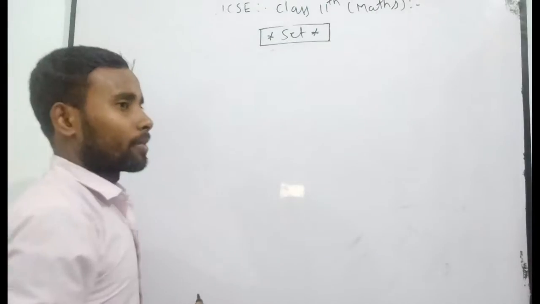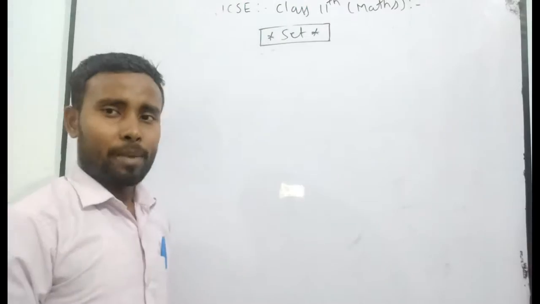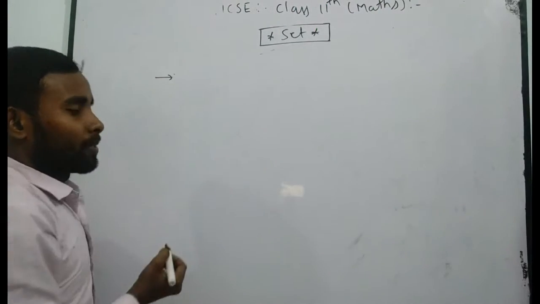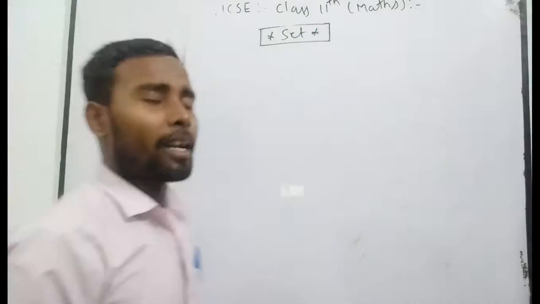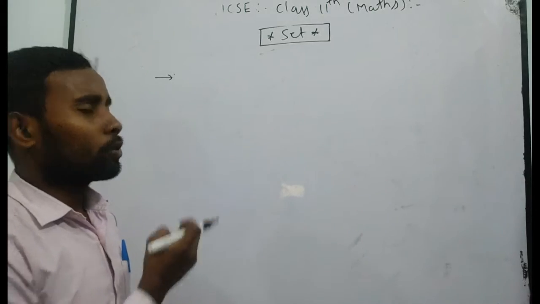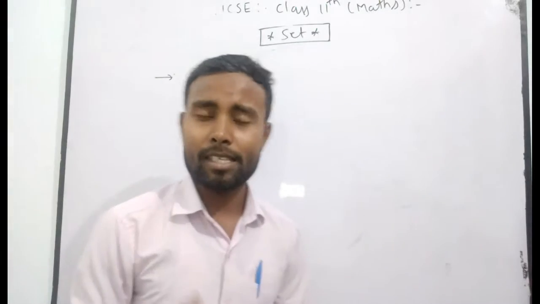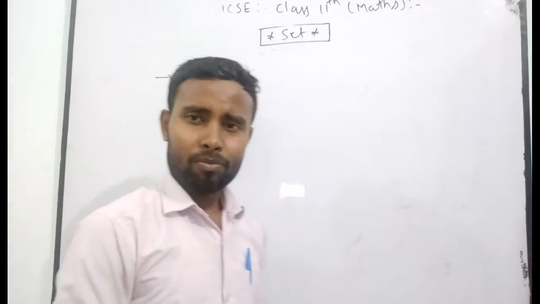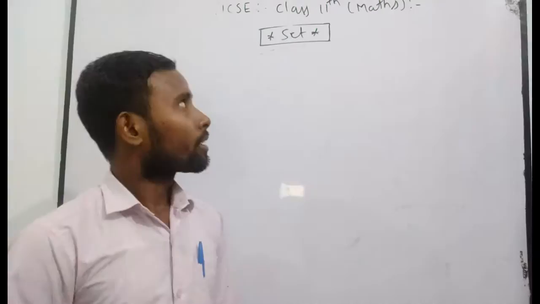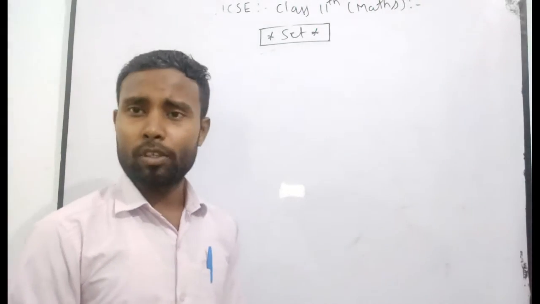about set. I think it is a very familiar word for everyone. In everyday life, we use this term in many cases, such as a set of pens, a set of books, a set of pots or a set of glasses. It is a very common word which is used in day-to-day life.